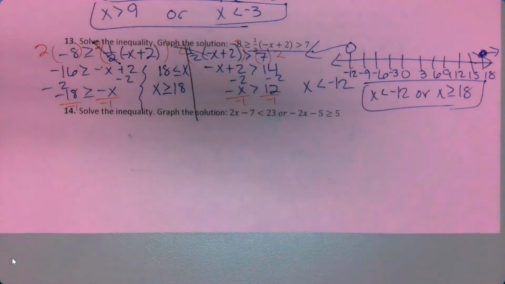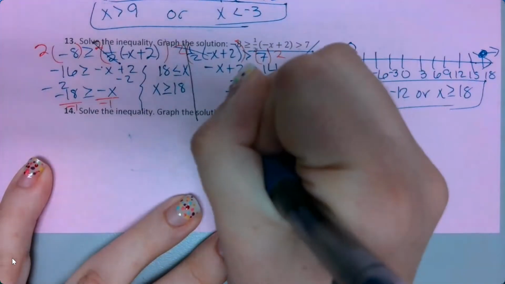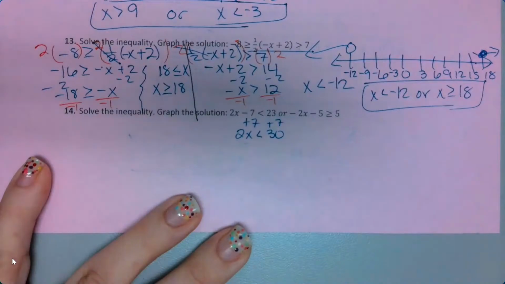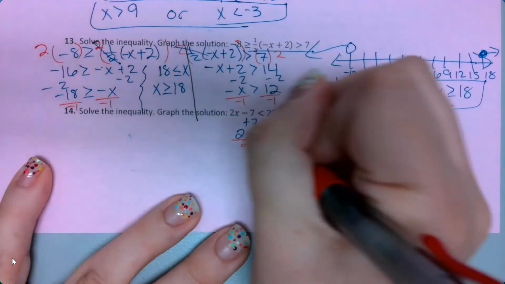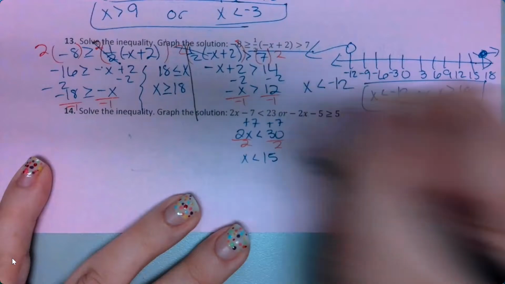Number 14 wants me to solve and graph, so it has an or statement in between. I'm going to solve them individually and then go ahead and graph. So this first one, I add 7 to both sides. I have 2x is less than 30. I want to divide both sides by 2. I get x is less than 15.